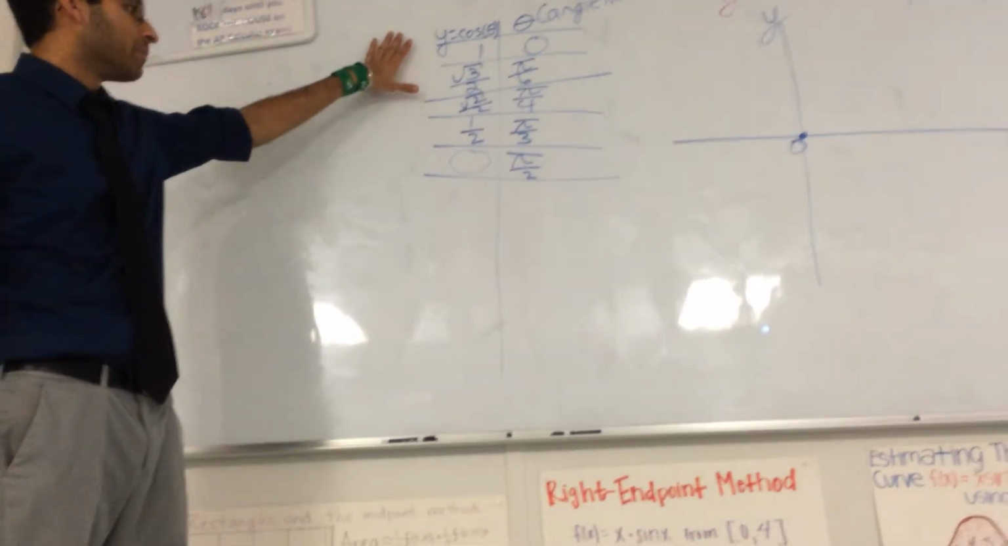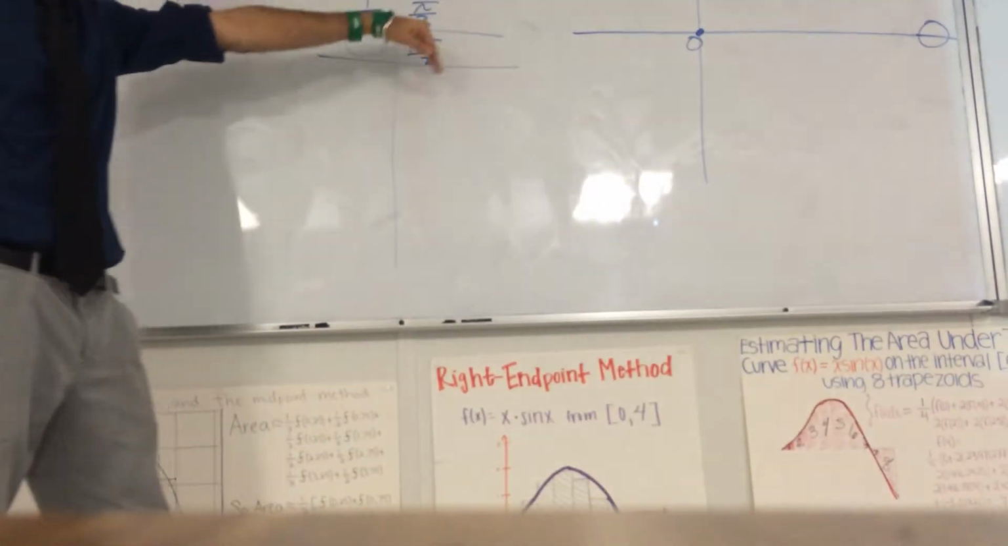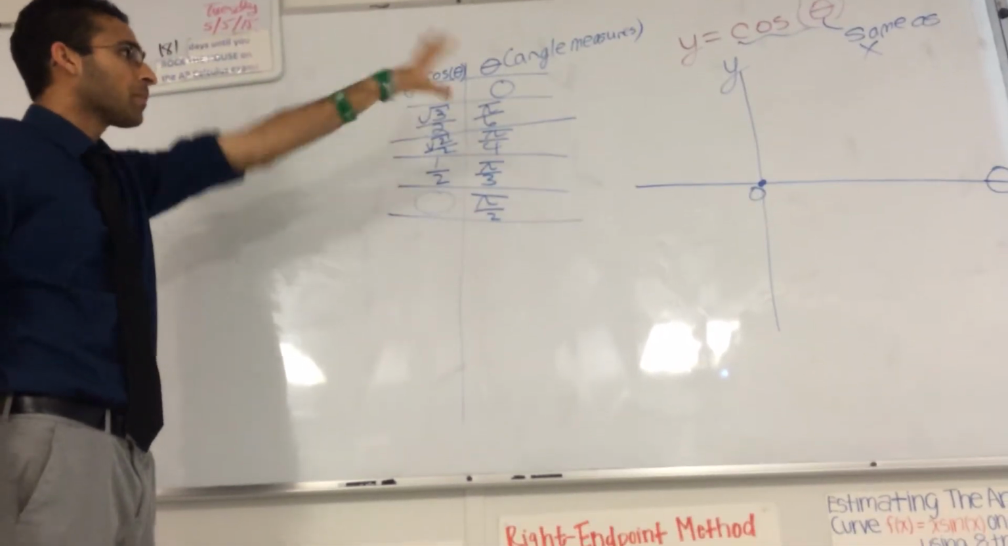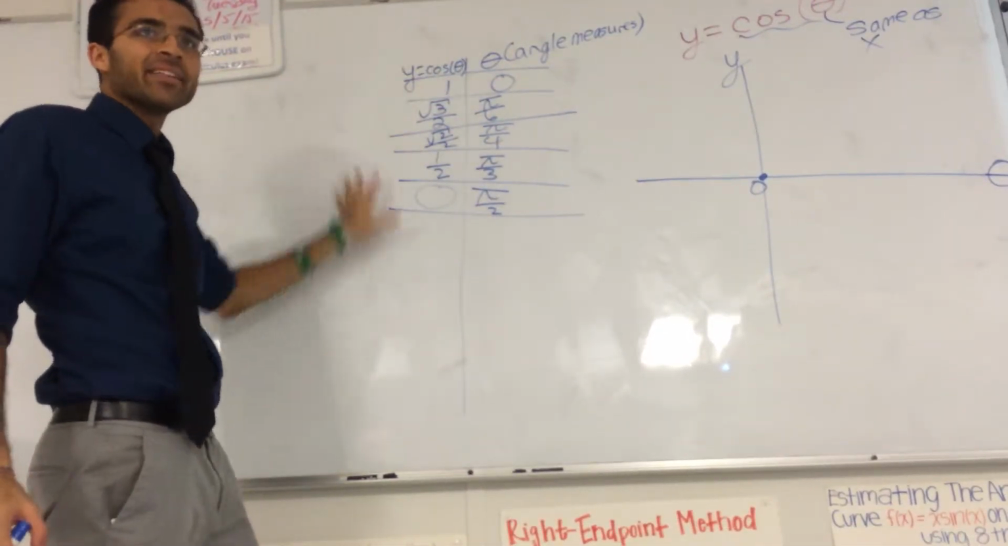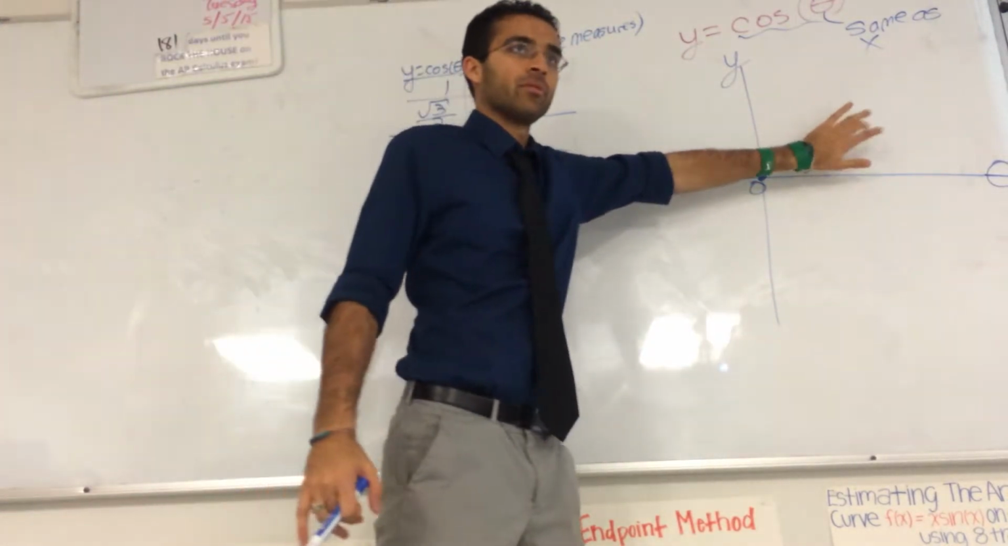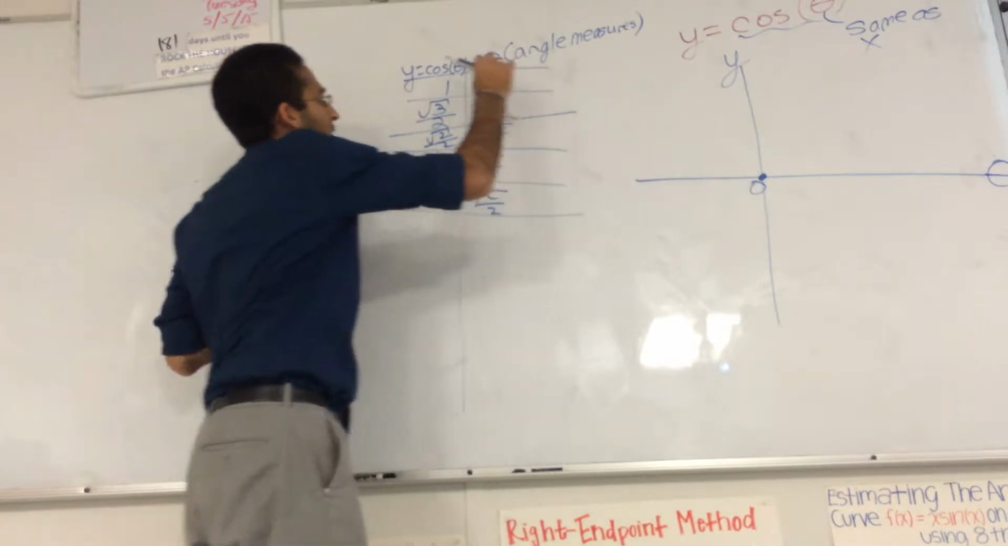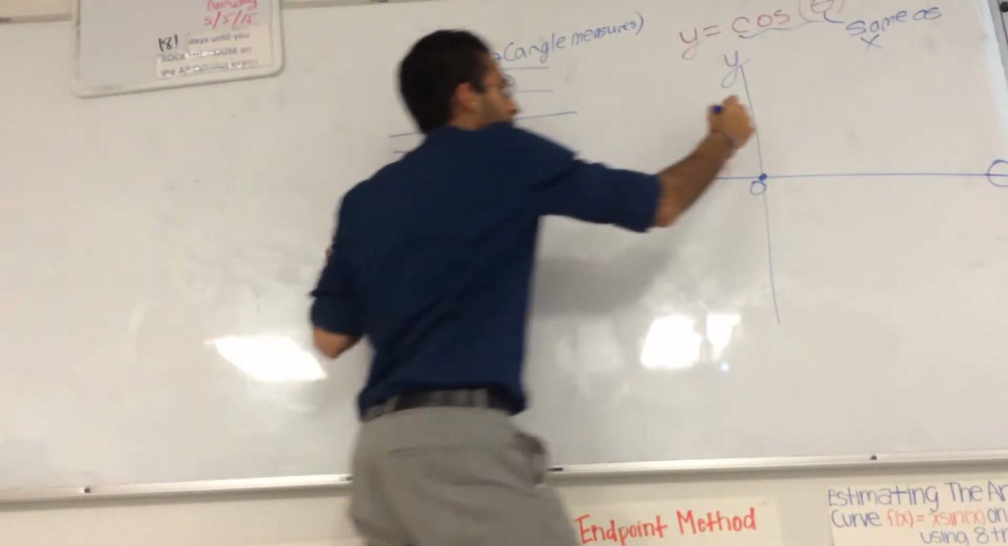Okay, all right. These are the angle measures, and these are the cosine of the angle. So let's transfer this data, these points, onto this graph. When theta is 0, the y value is 1. So here's 1.